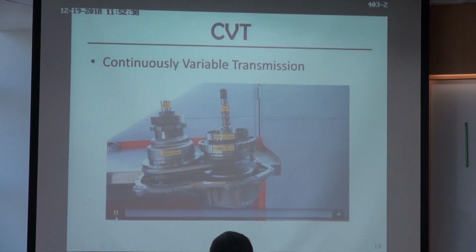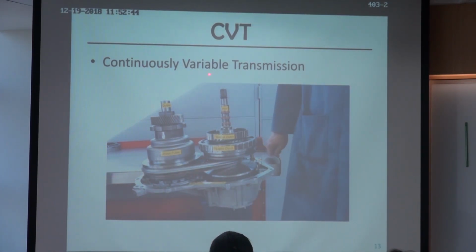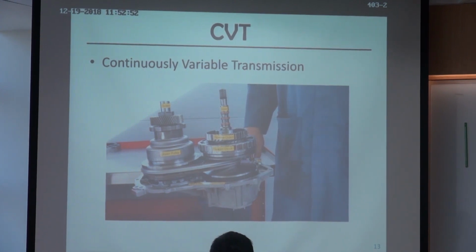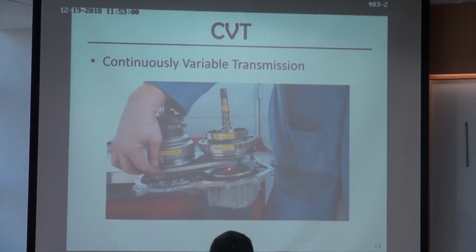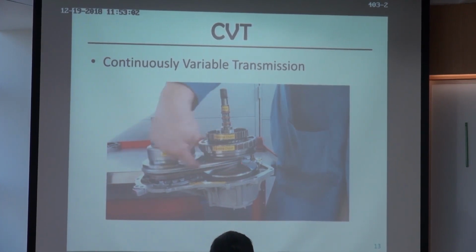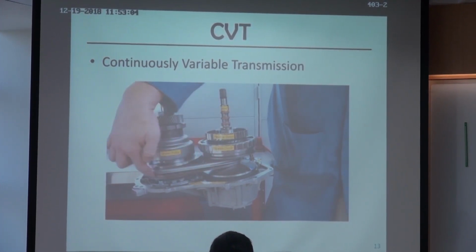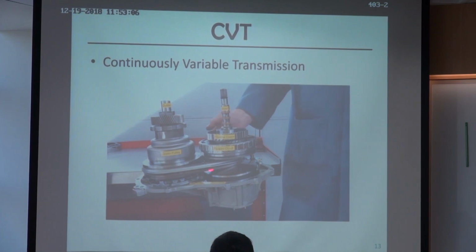Another commonly seen transmission is not using gears. It's using, we call it CVT, continuously variable transmission. So it's basically formed by a pair of pulleys. Right now, one is the input, that's the output. This input is using a belt to connect this pair of pulleys.